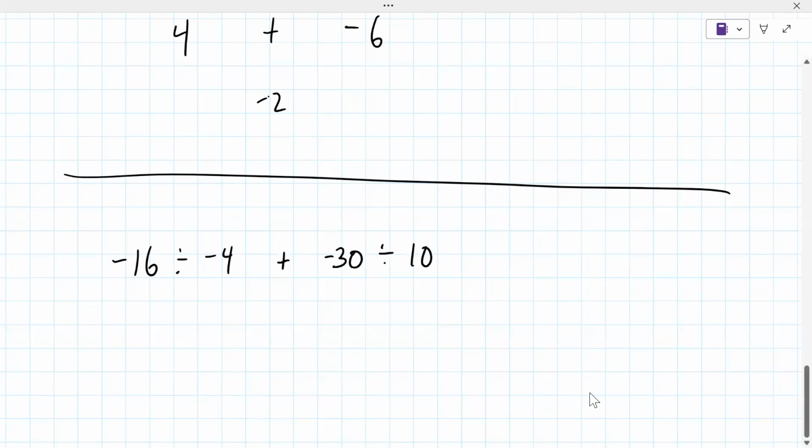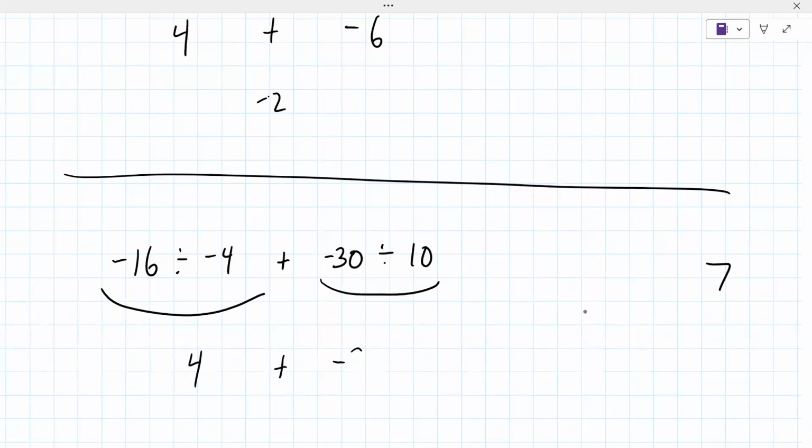Got my answer. All right, what is your answer? My final answer is +7. Okay, tell me what -16 divided by -4 is. So it'd be +4 because they're both negatives. Okay, what about -30 divided by 10? -3.